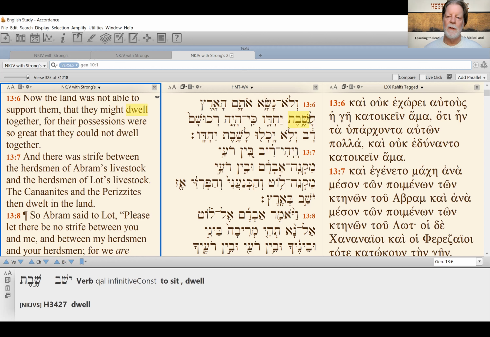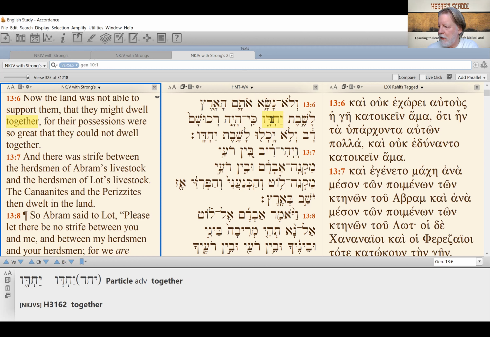Otam, them. Lashevet, shevet means to dwell together. Yachdav means together. If you go to Israel and visit Qumran, the Dead Sea Scrolls community down by the Dead Sea, you will learn there that one of the names of the Qumran community was the Yahad. And it comes from this word right here. And it means to dwell together in unity.